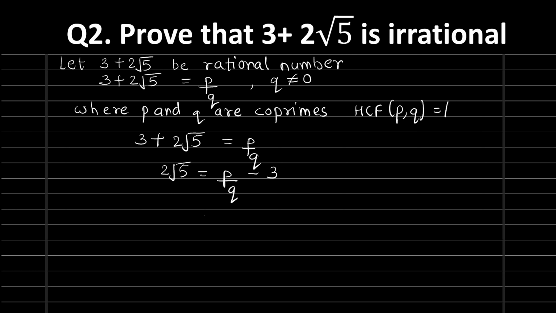Take the LCM now. We can write it down as P minus 3Q upon Q is equal to 2 root 5. Now again 2 is in multiplication over here, so we can take it towards the right hand side. It will get divided. And hence we can write down root 5 equals P minus 3Q upon 2Q. Now observe very carefully here. Root 5, we know it is an irrational number, right? And P minus 3Q upon 2Q is a rational number.